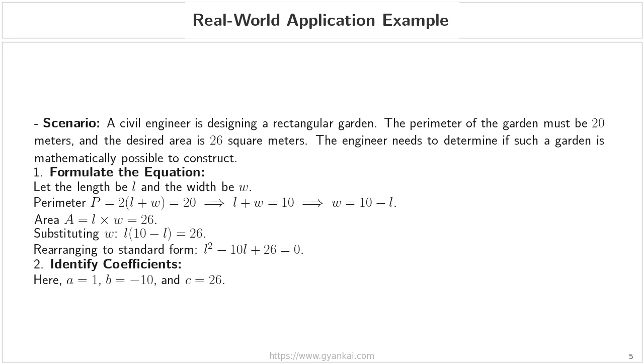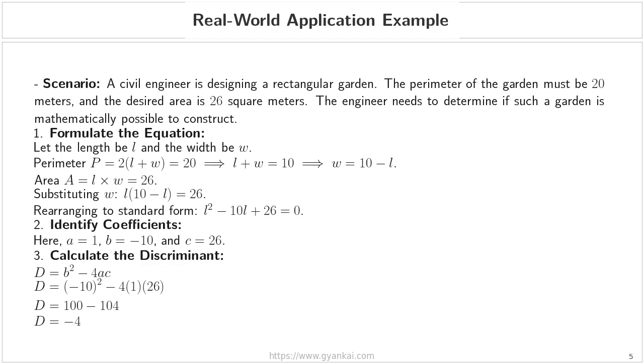Second, we identify the coefficients. Looking at our standard form equation, we can clearly see that A equals 1, B equals negative 10, and C equals 26. Third, we calculate the discriminant. We'll use our formula, D equals B squared minus 4AC. Plugging in our values, we get negative 10 squared, minus 4 times 1 times 26. Calculating this, 10 squared gives us 100, and 4 times 1 times 26 gives us 104. So, 100 minus 104 leaves us with a discriminant, D, of negative 4.